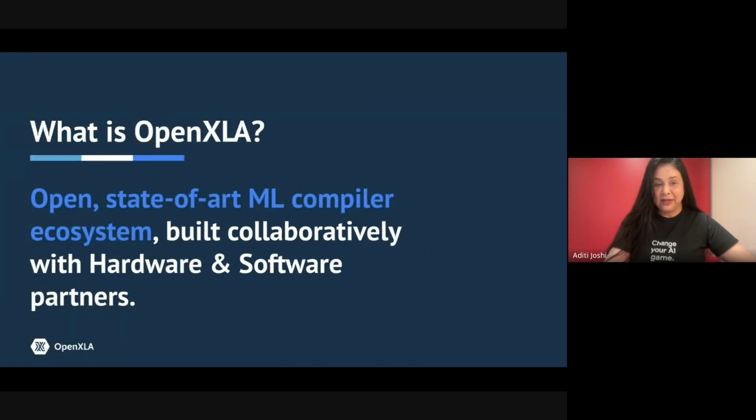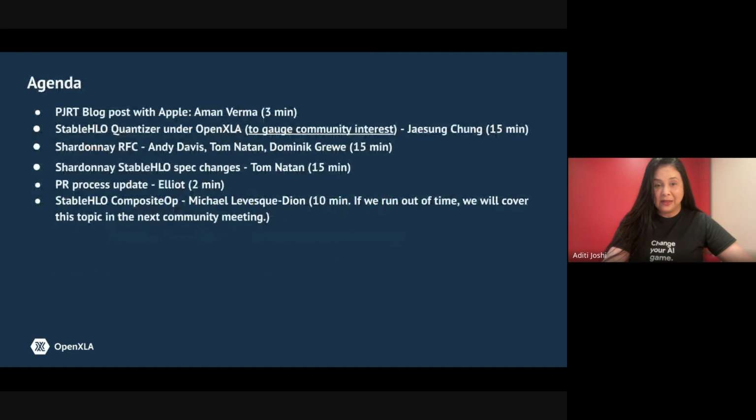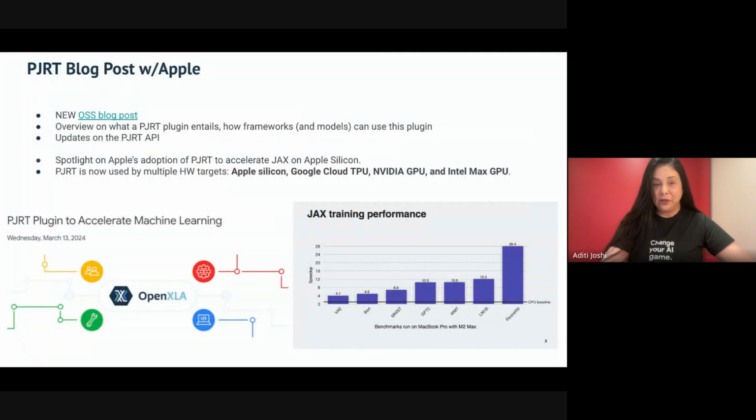So just a quick reminder of what is OpenXLA. It is an open state-of-the-art ML compiler ecosystem, and it's built collaboratively with all of our partners. Let's go ahead and get started with the agenda. Aman, I'm going to turn it over to you to talk about the PJRT blog post that was published a few weeks ago.